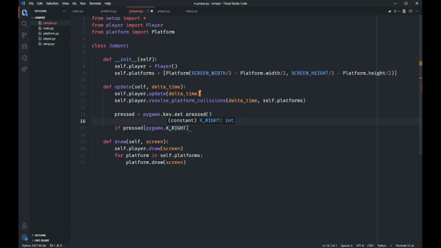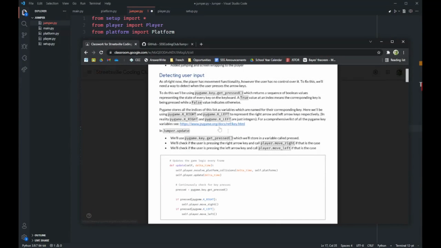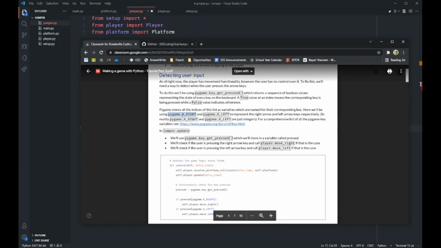If you actually see these keys right here, for example K_RIGHT, they're just all numbers, and when we index them into this list of booleans, as you can think of it, we can figure out whether or not that key is pressed. And if you want to see all of the other keys, you can see over here, we linked them all. In this case, we're going to use K_LEFT and K_RIGHT, which are the arrow keys on your keyboard. But if you want to do something else, you could find a whole list by clicking this link.